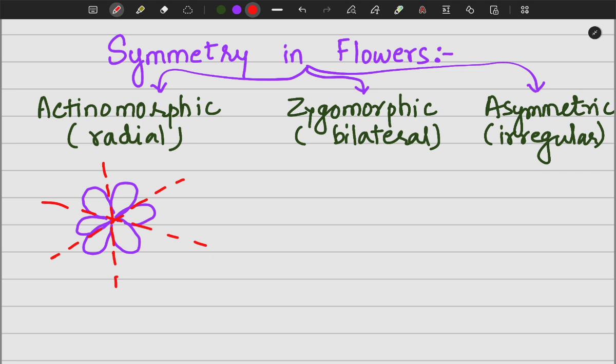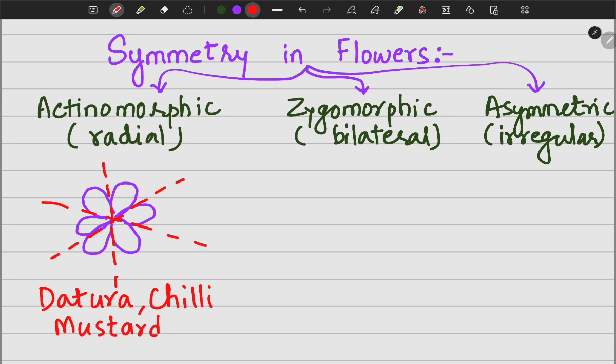Now the examples of actinomorphic flowers are datura, chili, and mustard. Alright, so this was about the actinomorphic flower. Let us look at the zygomorphic flower. So what is a zygomorphic flower or a bilateral symmetry? So if there is a flower which can be cut into two equal halves only through one radial plane passing through its center, then that flower is called a zygomorphic flower.